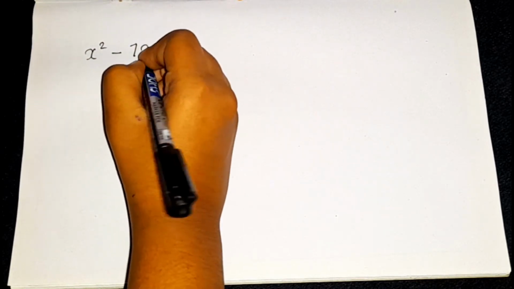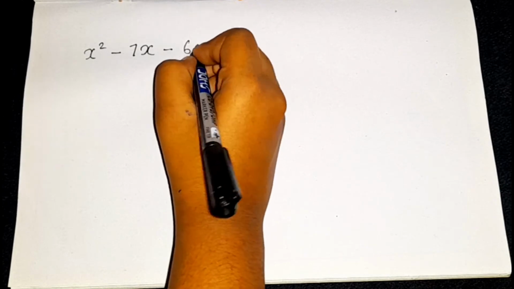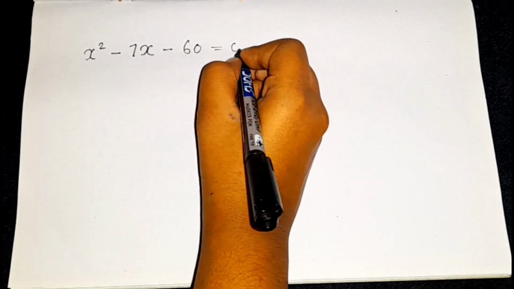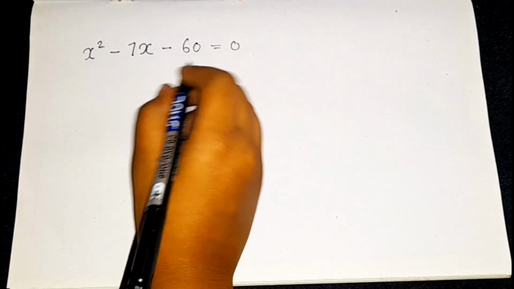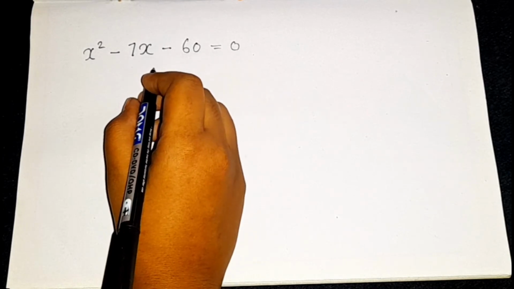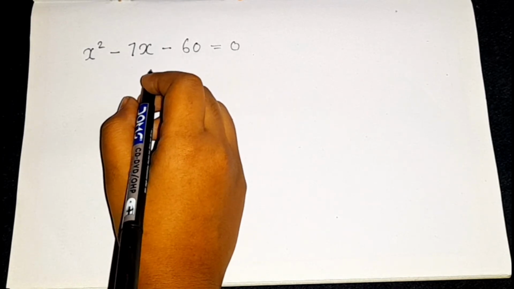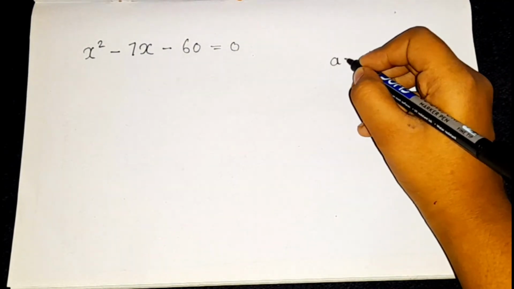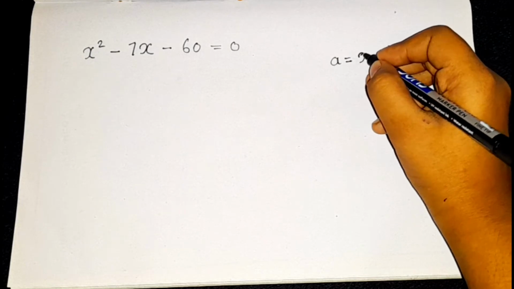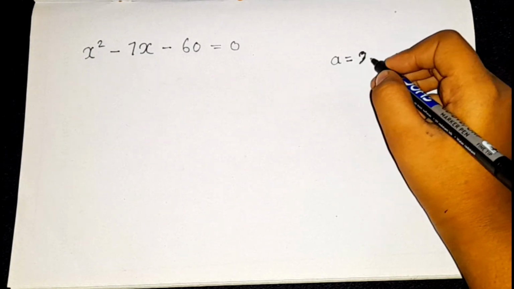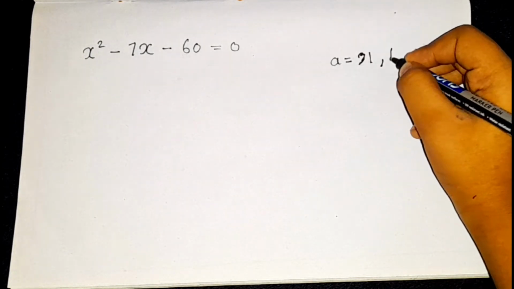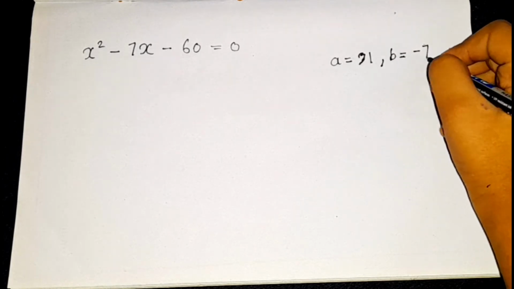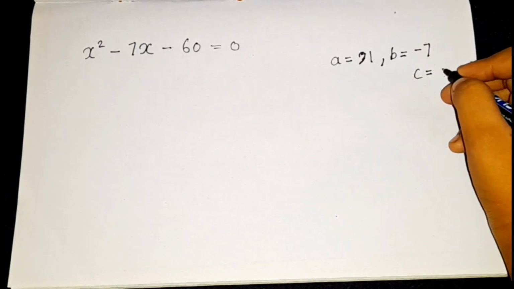So since you guys know, we have x square minus 7x and then minus 60, am I right? And then we can just write is equal to 0. Okay, so now we got an equation. Now we can just solve them by using the factorization method. So now let us write the a value, b value and the c value. Okay, so the a value, sorry, we are supposed to write only the coefficient. So the a value is 1 and then the b value is minus 7 and the c value is minus 60.